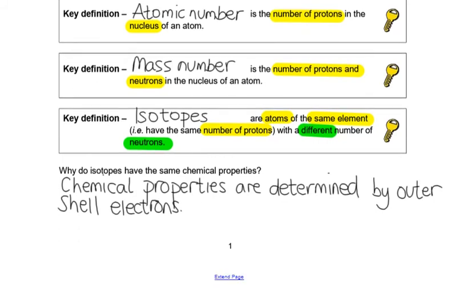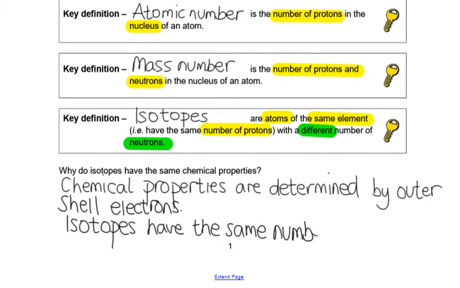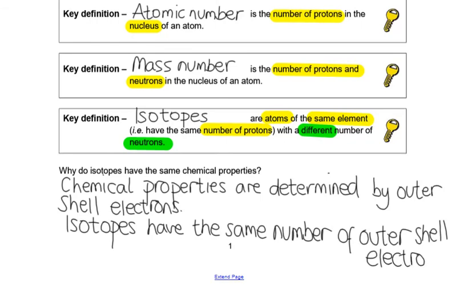So we need to write a little extra thing there, and this is our key answer. Isotopes have the same number of outer shell electrons. The outer shell is sometimes called the valence shell. That is why they have the same number of outer shell electrons, and that is why they have the same chemical properties. So that's just some key terms that we're going to be using in this next section.